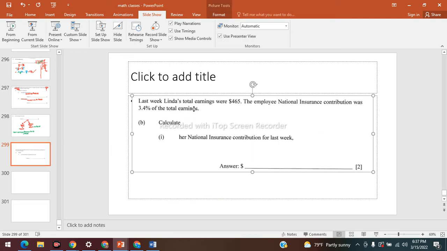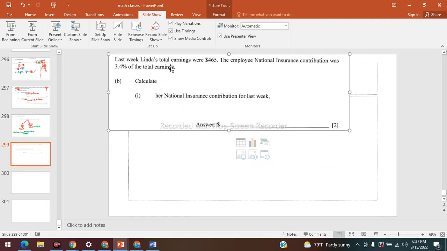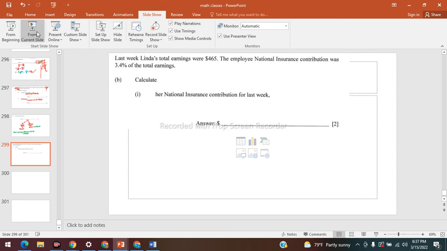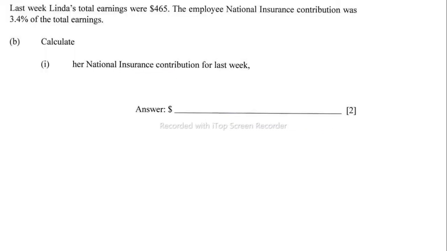Okay, so write down the question for me along with the work solution. Again, last week, Linda's total earnings were $465. The employee national insurance contribution was 3.4% of the total earnings. Calculate her national insurance contribution for last week. Okay, so how are we going to do this?